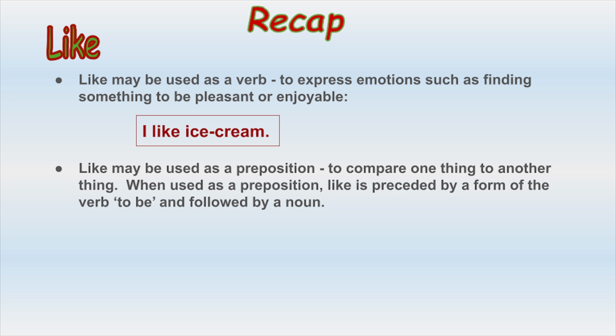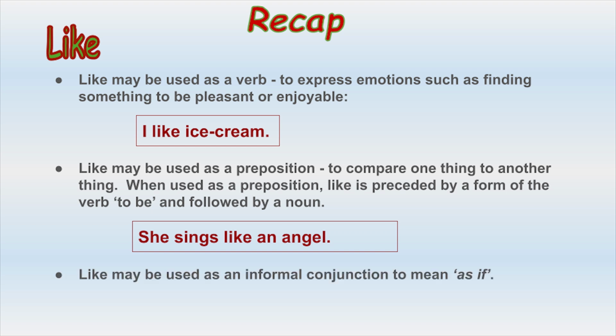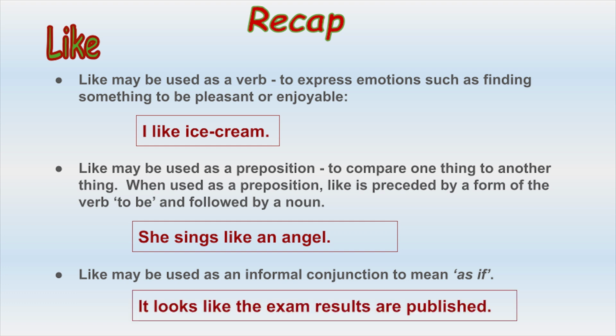Number two, like may be used as a preposition to compare one thing to another thing. When used as a preposition, like is preceded by a form of the verb to be and followed by a noun. For example, she sings like an angel. And number three, like may be used as an informal conjunction to mean as if. It looks like the exam results are published. The formal way would be it looks as if the exam results are published.